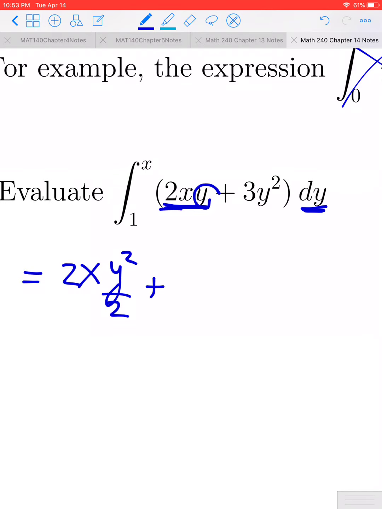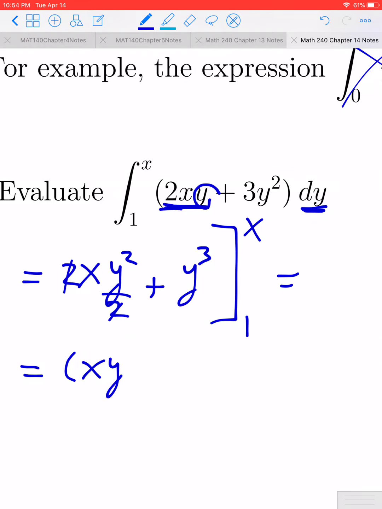plus the antiderivative of 3y squared with respect to y. That would be y cubed, and then this is going to be evaluated from 1 to x. Notice that the 2's cancel, so it's just going to be x y squared plus y cubed with an evaluation going from 1 to x.